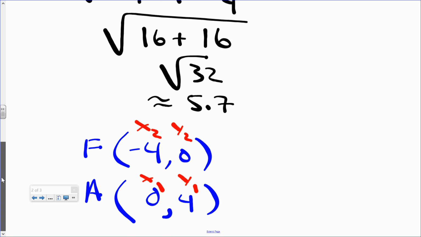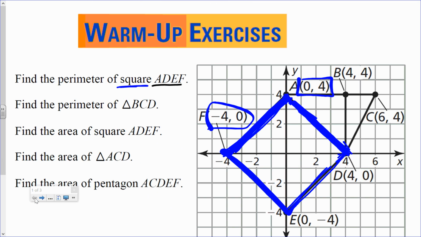So, coming back to our graph, that means the distance between F and A is 5.7. So from here to here is 5.7. Then what's the distance between A and D? How do you know? Give me an argument. It's a square. That means all sides are equal. This side is 5.7 and this side is 5.7.